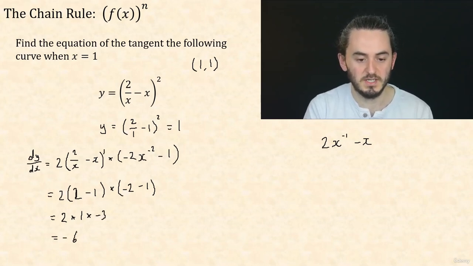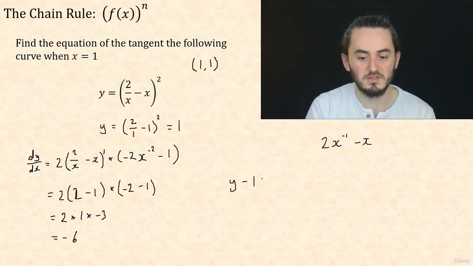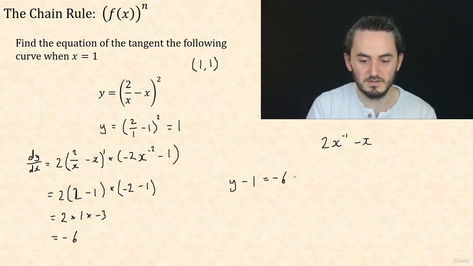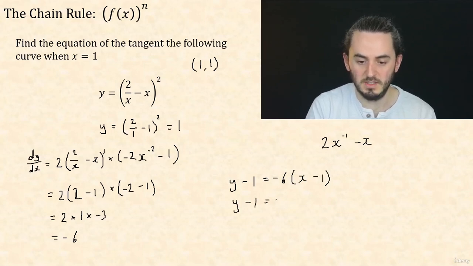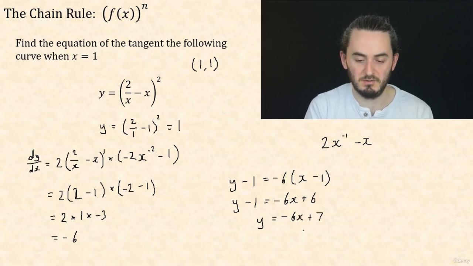So here's my point, here's my gradient. y minus the y-coordinate equals the gradient times x minus the x-coordinate. y minus 1 equals minus 6x plus 6, and that means that y equals minus 6x plus 7. And there it is, there's the equation of our tangent.